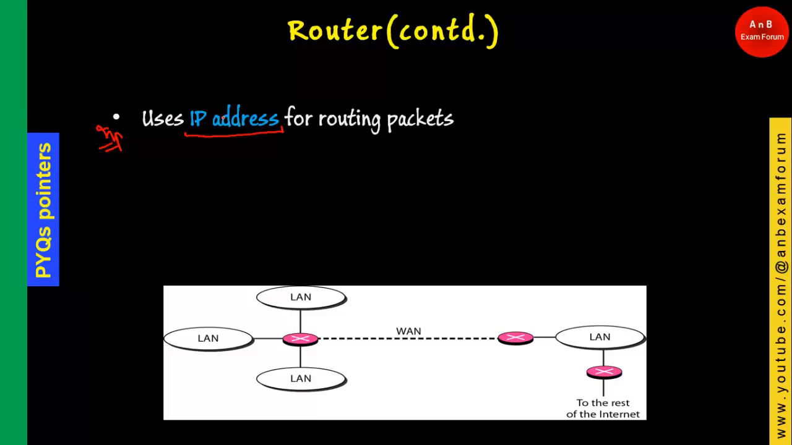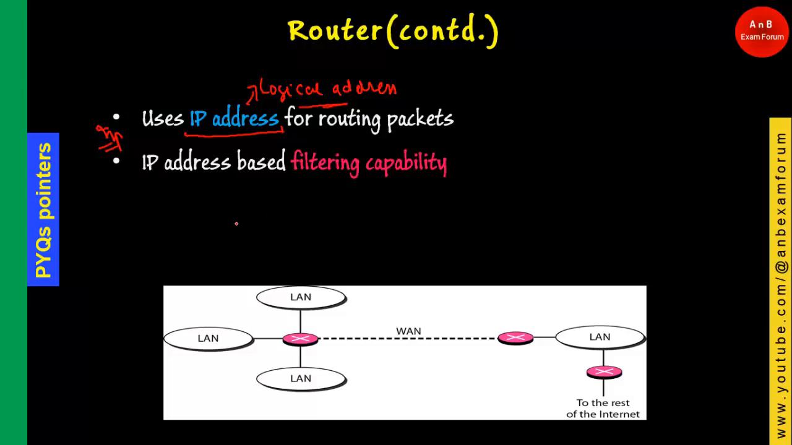That was physical address. This is known as logical address. Each device will have a logical address in it, if it wants to communicate with some other devices. So router uses IP address, not physical address. And again, router can have filtering capability, but this time it will be IP address based.